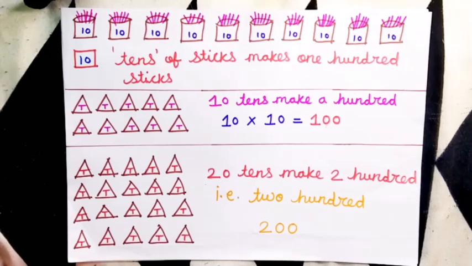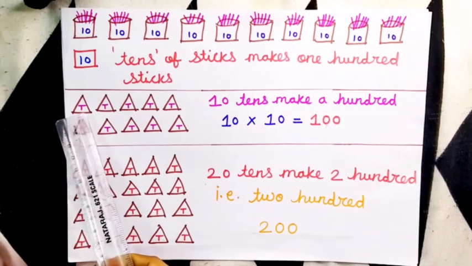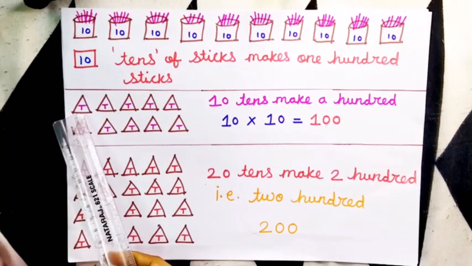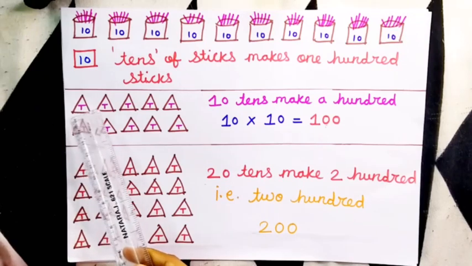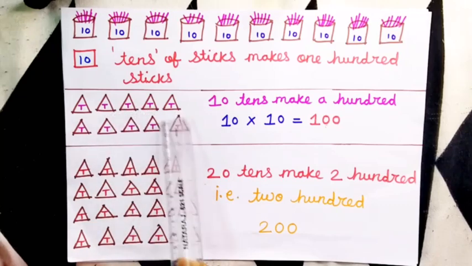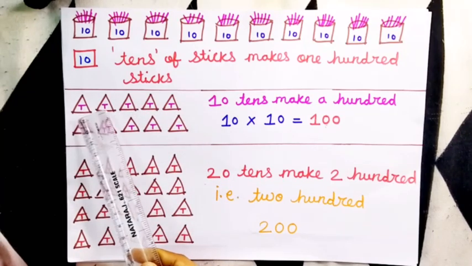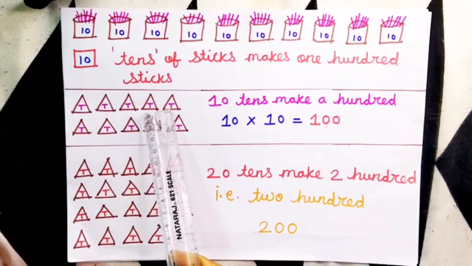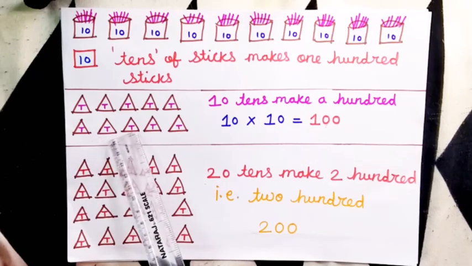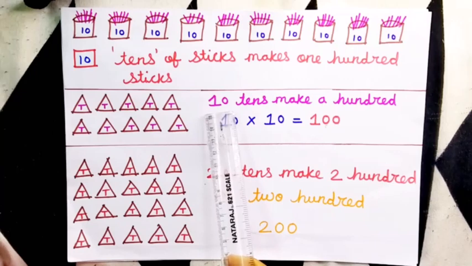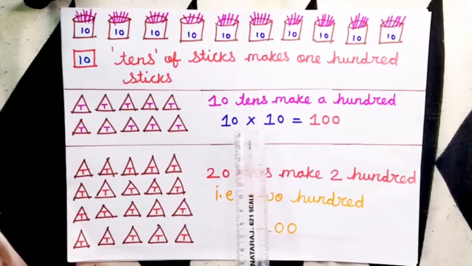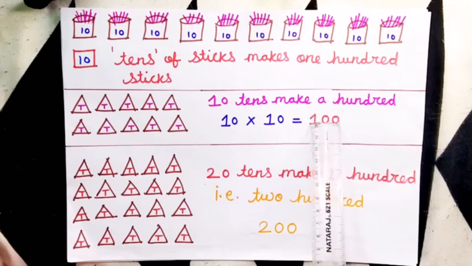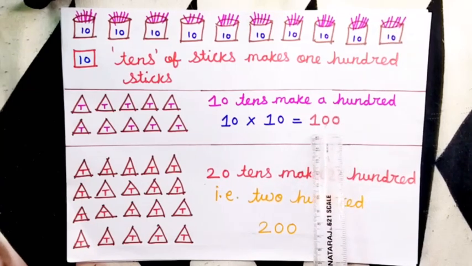Let's come to the next example. Here, I have written T. T means tens. In the same way, like the previous question, we will calculate. Tens. It means T, T, T. Let's calculate the triangles. 1, 2, 3, 4, 5, 6, 7, 8, 9, 10. It means 10 tens make a 100. Because 10 multiplied by 10, 10 tens are 100. 100 is a 3-digit number. Each number in a large number is known as a digit.